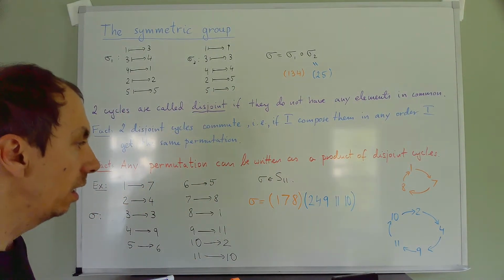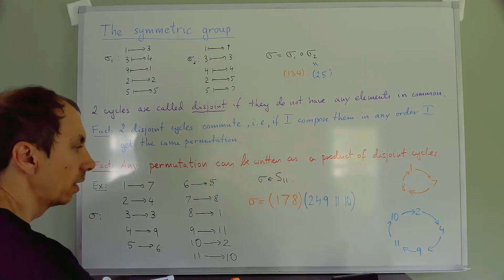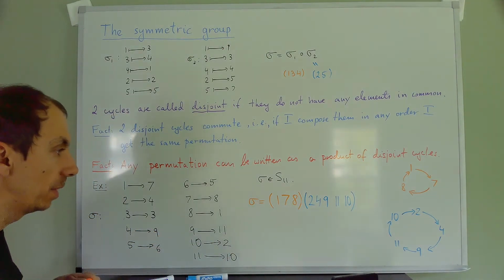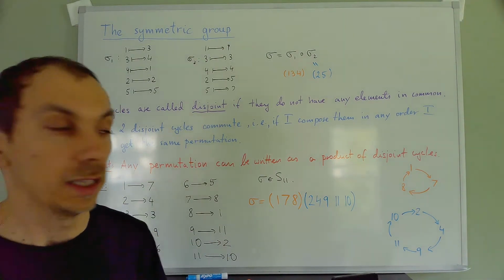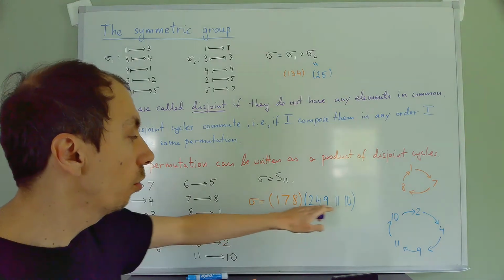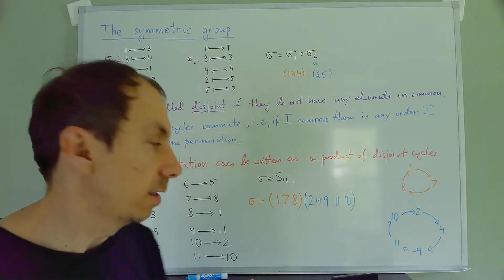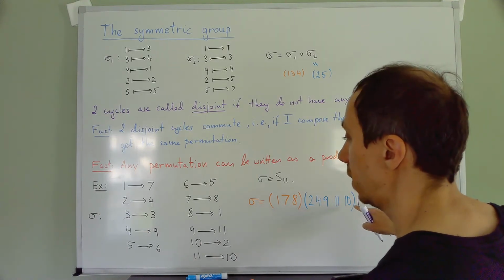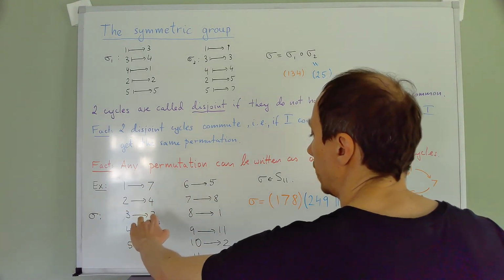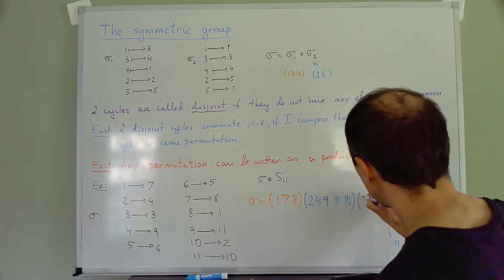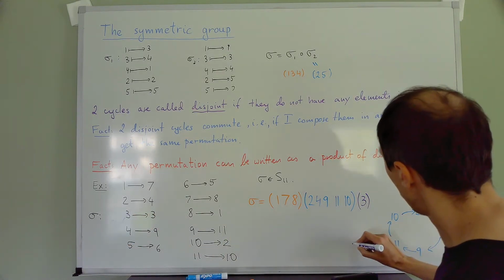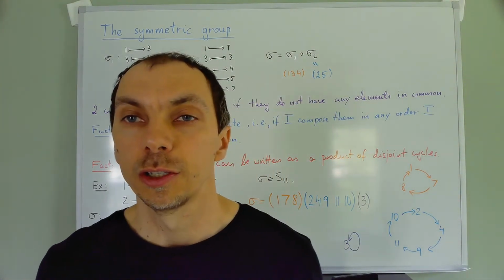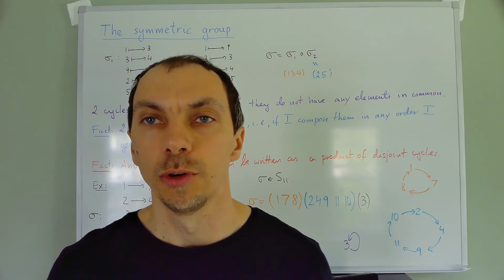Alright, am I done? I don't think so. What am I doing third? I'm looking for the smallest number that does not appear anywhere before and isn't fixed. 3. Is 3 anywhere? No, 3 isn't anywhere. But 3 is fixed. I could write just that, which would represent 3 going back to itself. But because we're trying to be economical here, we're not going to do this.